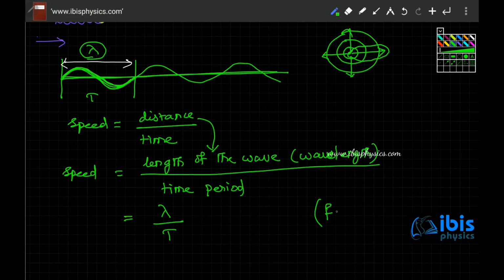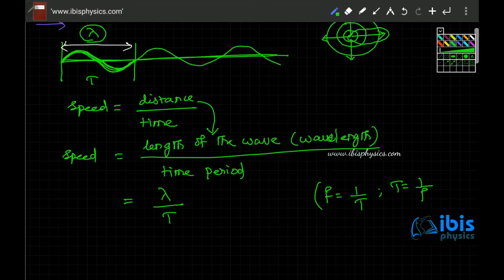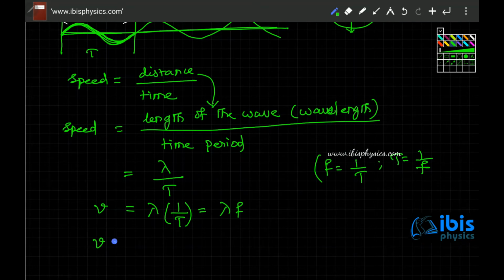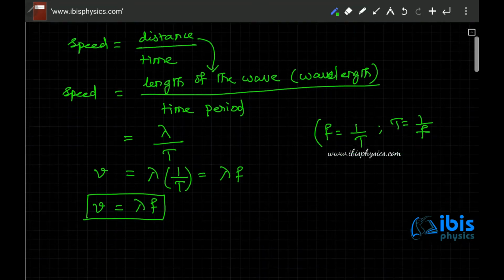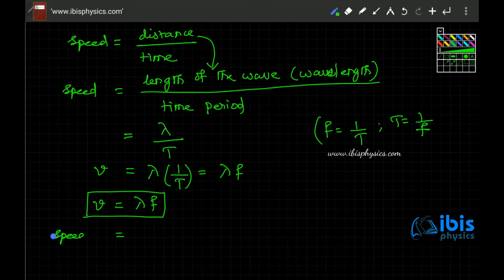But we already know that frequency is 1 by time period, or time period is 1 by frequency. Hence this can be written as lambda times 1 by time period, because lambda by T is lambda into 1 by T, and 1 by time period is frequency. So if the speed of a wave is referred to by the letter v, v is equal to lambda into f. When you multiply wavelength and frequency, we get the speed of the wave, the product of wavelength and frequency.